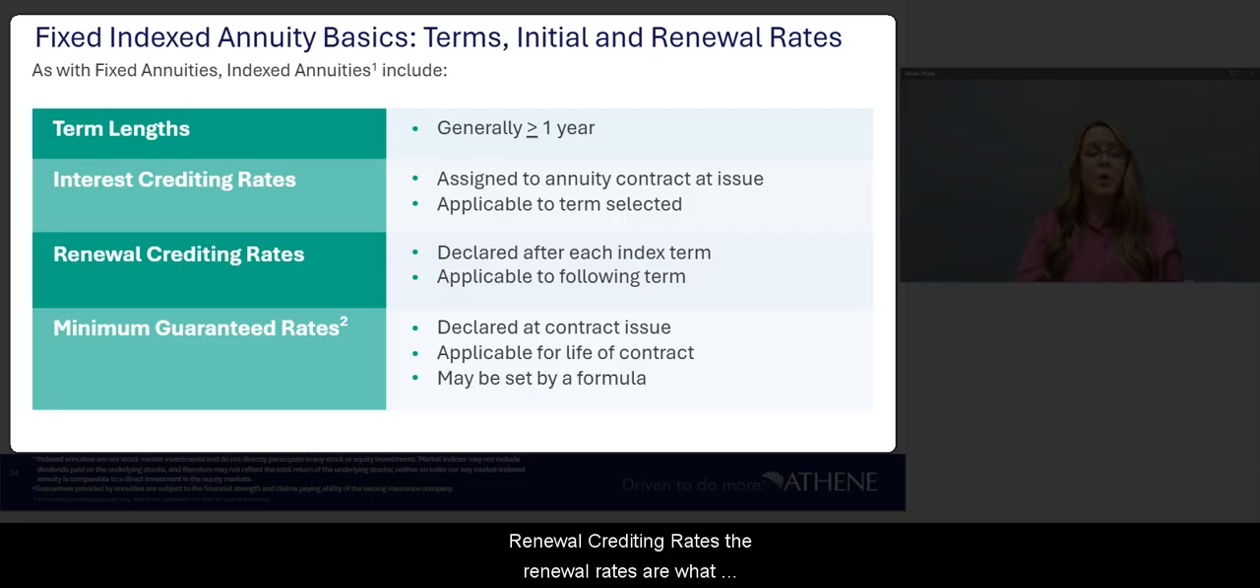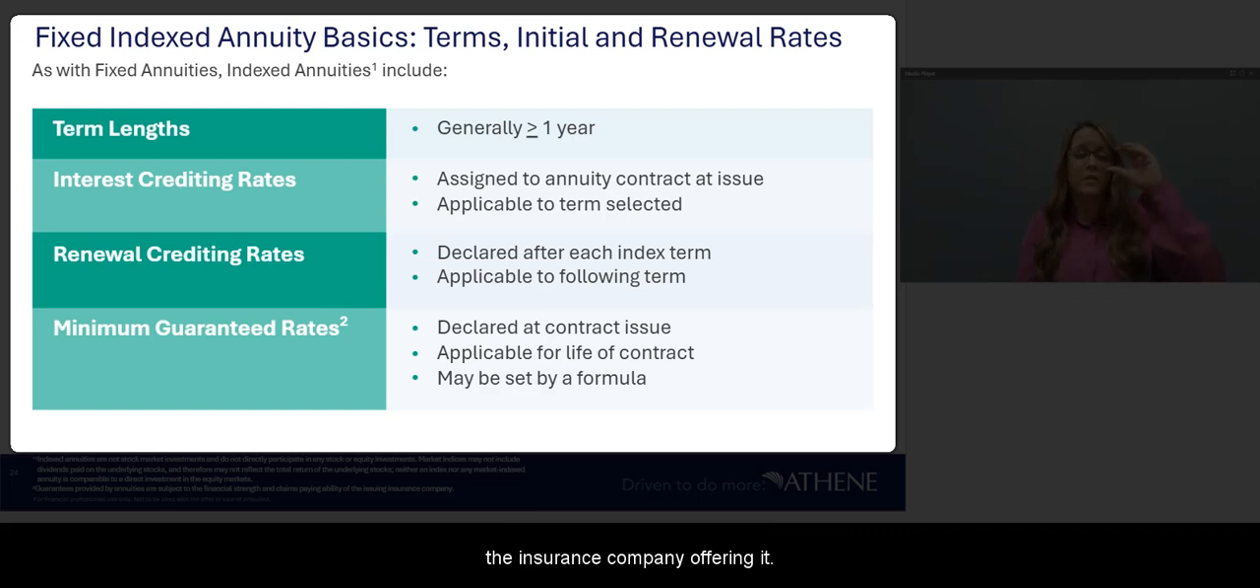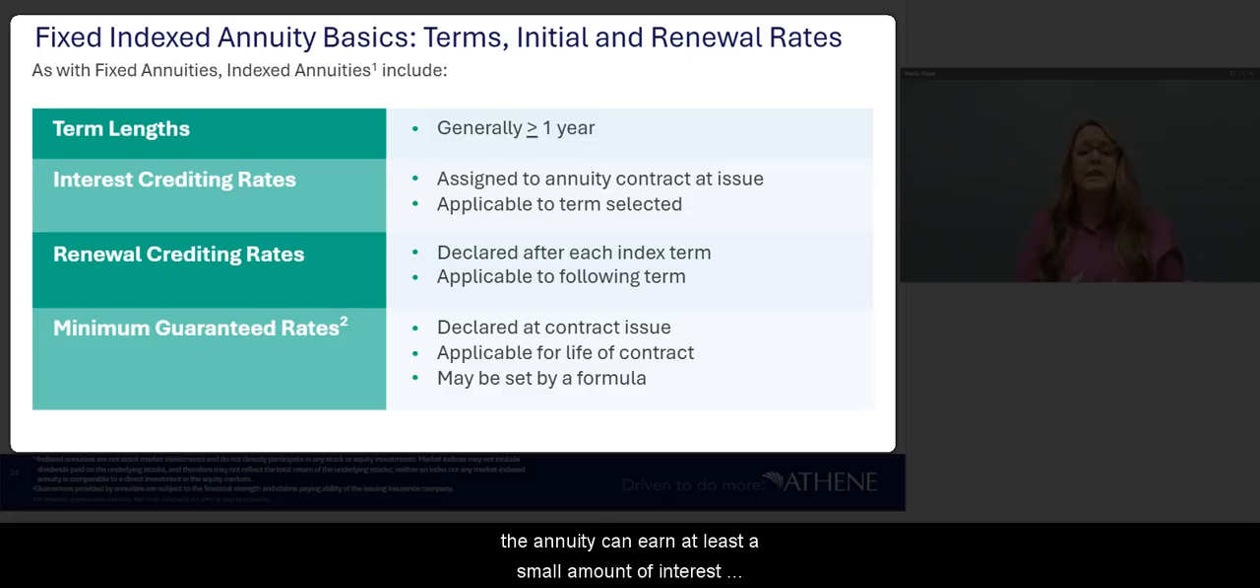Renewal crediting rates: the renewal rates are what happens after the initial period. The interest rate may change. The renewal rate is determined by the insurance company and can vary annually. The minimum guaranteed rate on a fixed indexed annuity can vary depending on the specific product and the insurance company offering it. Generally, this rate helps ensure that the annuity can earn at least a small amount of interest even if the market index performs poorly.